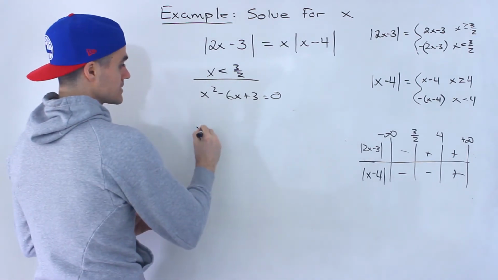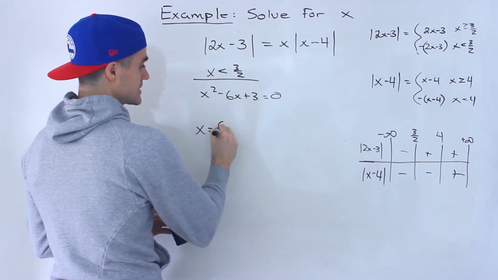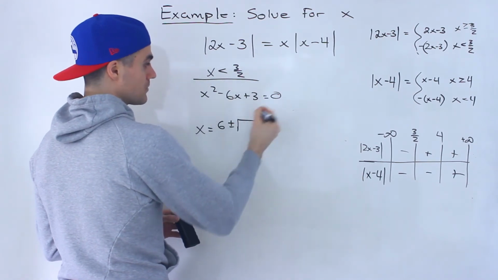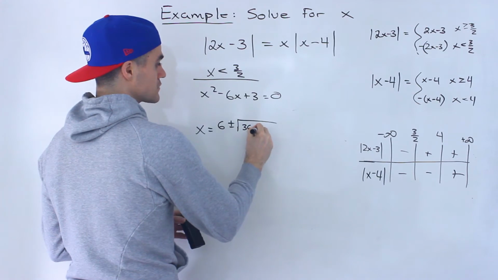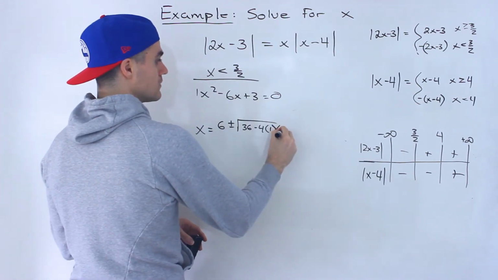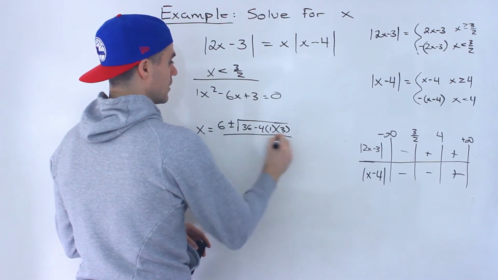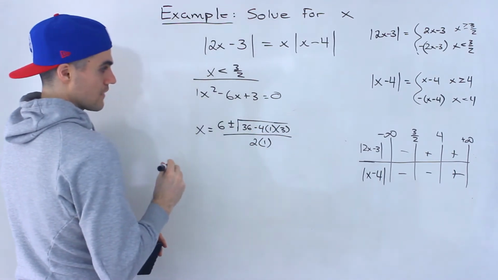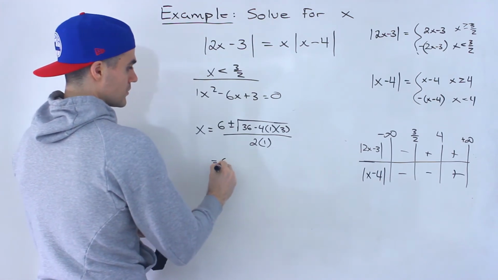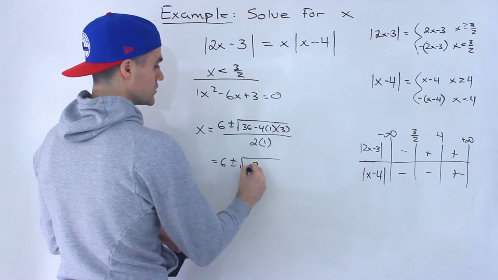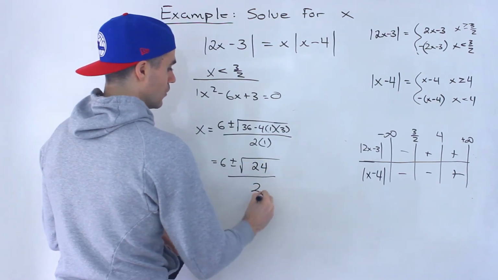So we would have x equals -b, which would be 6, plus or minus the square root of b squared, which would be -6 to the power of 2, which is 36, minus 4 times the a value times the c value. That's going to be all over 2 times the a value. So we would end up with 6 plus or minus the square root of 36 minus 12, which would be 24, over 2.